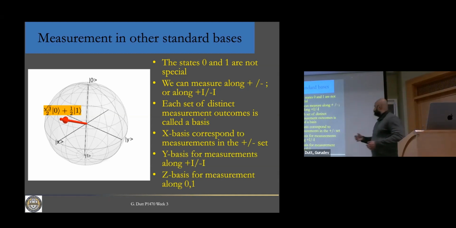So we call each of those bases, according to this, corresponds to measurements. The x basis corresponds to measurements in the plus or minus set, the y basis to the plus i, minus i set, and the z basis for measurements along the 0, 1 axis. So now let's just consider how to go between the different bases.